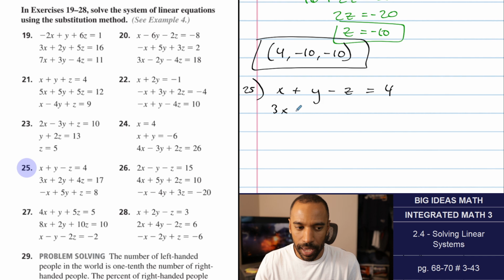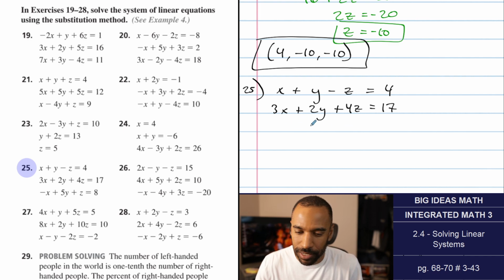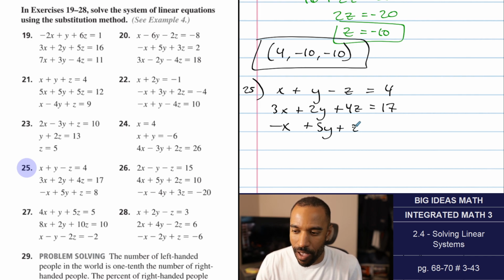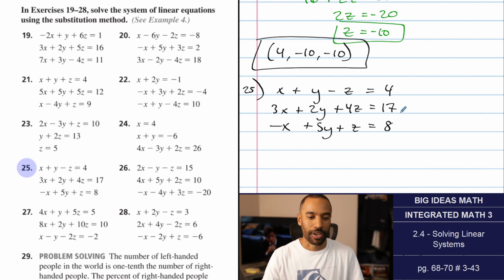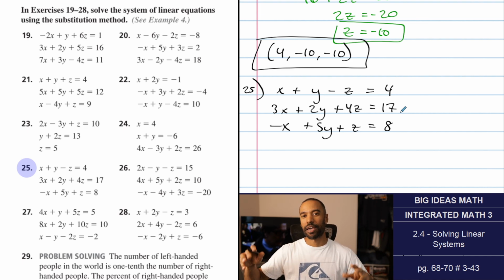I should do some ASMR for this one. 3x plus 2y plus 4z equals 17. I hope you're a headphone user right now. You can turn it on. Let's see how this sounds. I don't know how to do ASMR stuff at all. Okay, I'm going to speak a little bit louder here. Get ready for your headphones to kind of get back to normal.